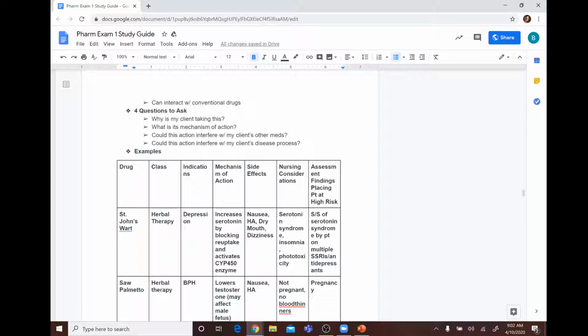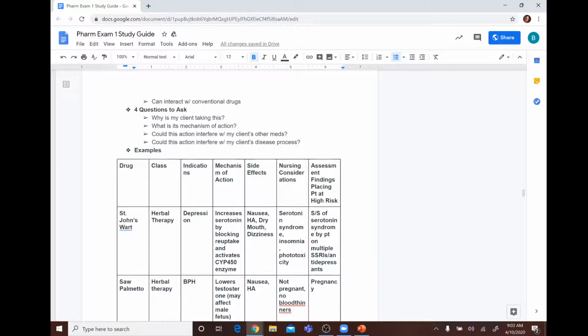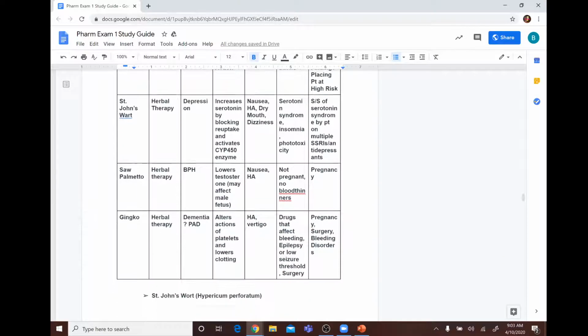Why is my client taking this? What is its mechanism of action? Could this action interfere with my client's other meds? Could this action interfere with my client's disease processes?